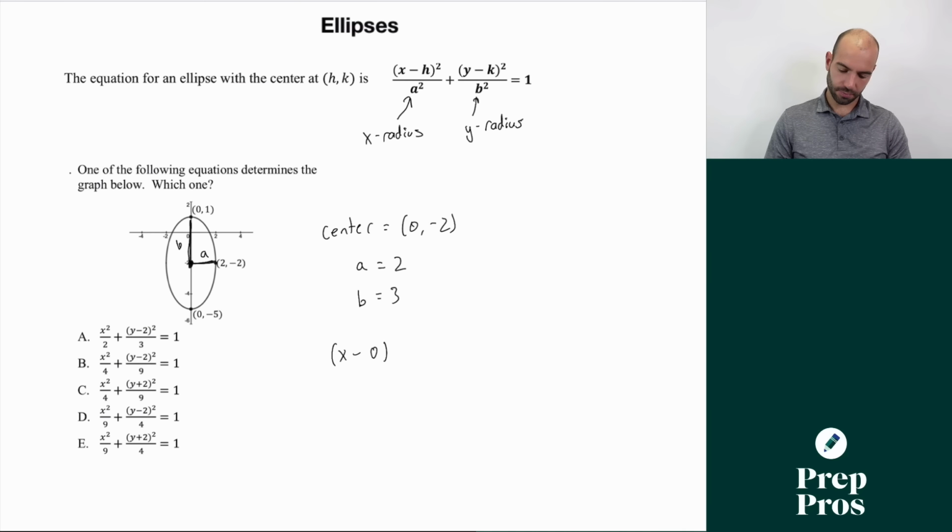Try that again. Divided by our a squared, which is 2 squared, plus our y minus -2, which is plus 2 squared over our b squared, which is 3 squared, equals 1. And if we check the answer choices, x minus 0 squared is just x squared, our 2 squared becomes 4, and we can see here our correct answer is going to be C.